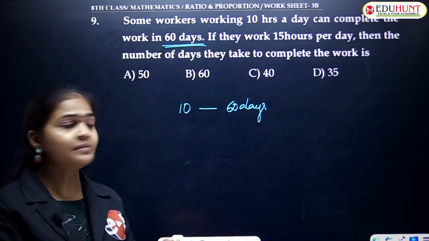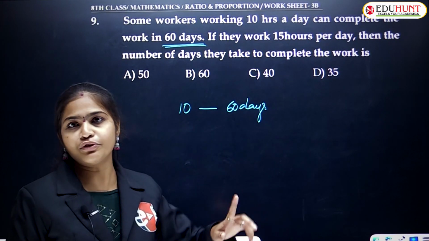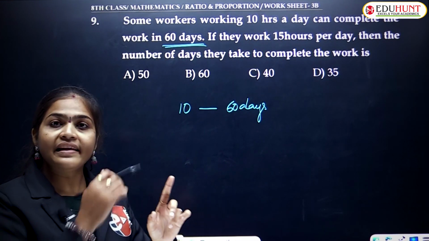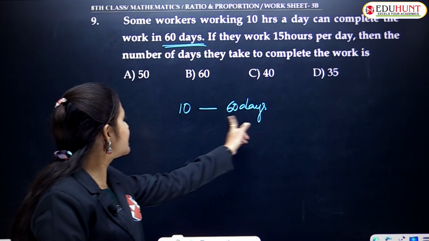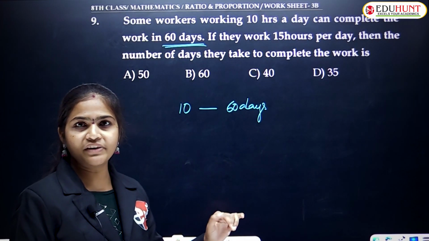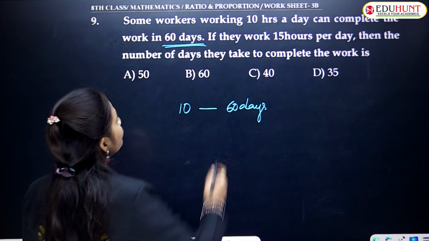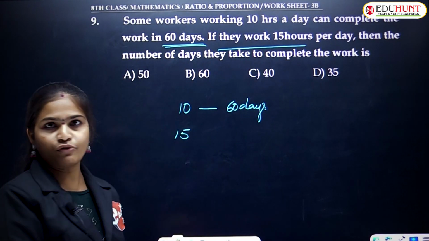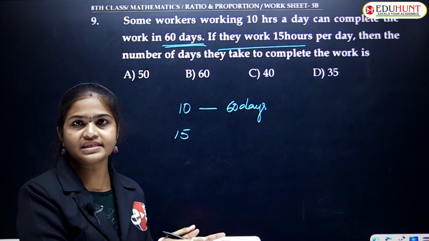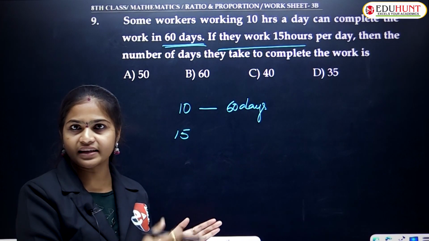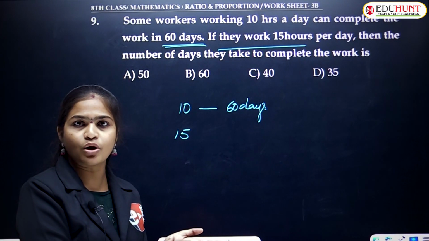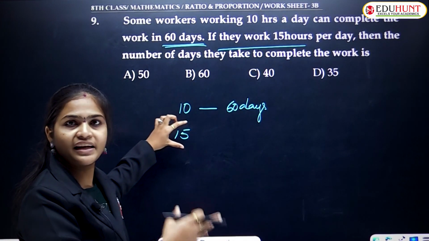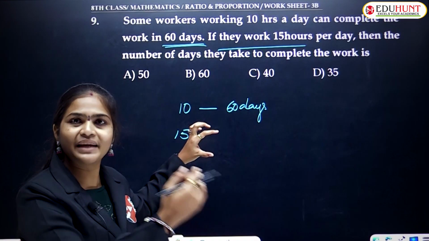They are working here in a day out of 24 hours, they are working 10 hours. Okay, 10 hours a day, then the work will be finished in 60 days. Now, if they work 15 hours per day, same number of workers, number of workers constant. There is no change in number of workers. If they work 15 hours a day, the workload will be increased.